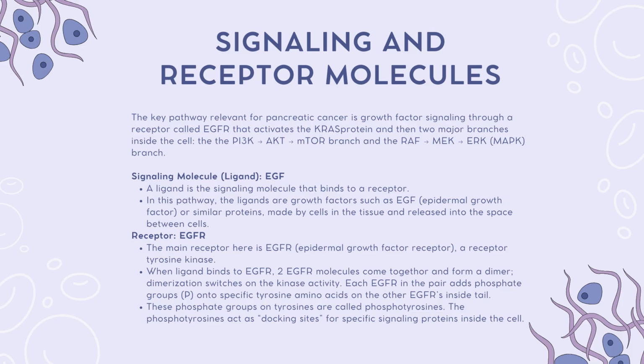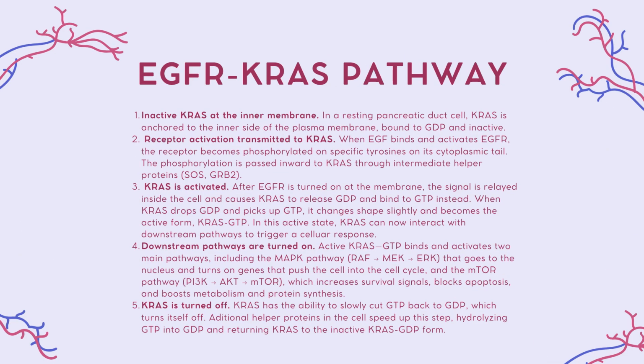receptor's kinase activity. Each EGFR then places phosphate groups onto specific tyrosines on the other receptor's cytoplasmic tail. These phosphorylated tyrosines serve as docking sites for the signaling proteins inside the cell. Once those proteins bind, the signal can move inward to activate Kras and branch into major downstream pathways. The EGFR Kras pathway shows how signals from the growth factor receptor EGFR activate Kras and drive cell growth.